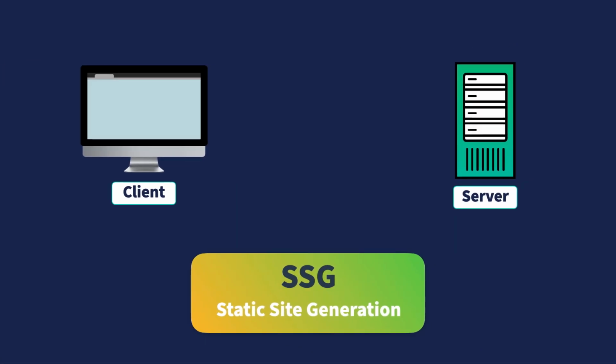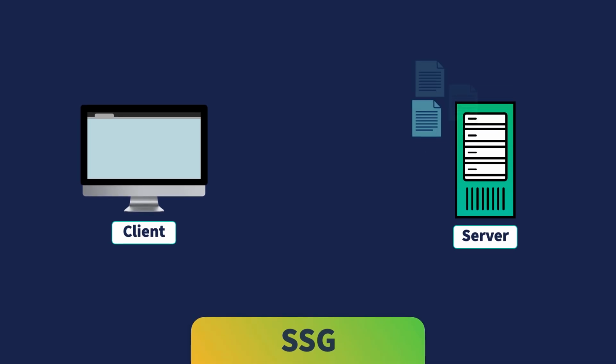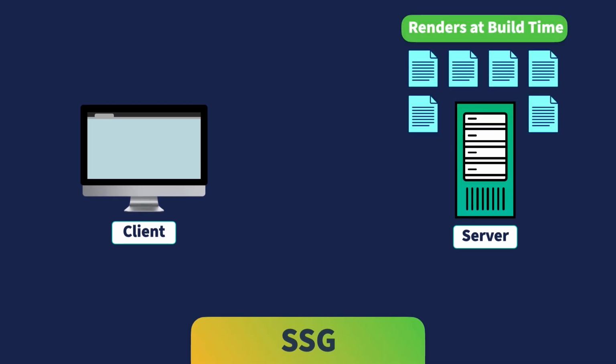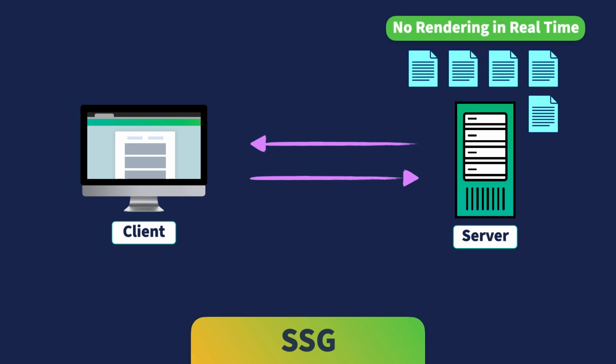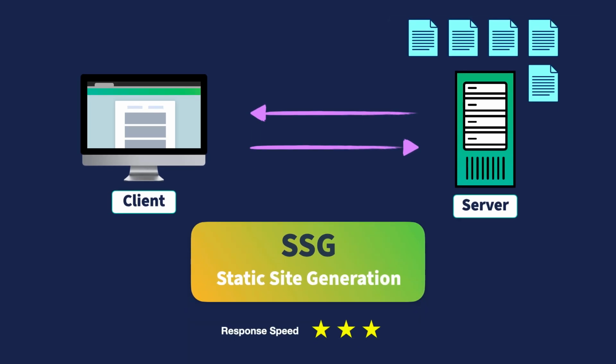Now in contrast, static site generation, or SSG for short, renders all the pages of your website at build time. That's the time before your website gets deployed. Since all the pages have already been rendered beforehand, when the client makes a request, it just needs to send back the right page. Different from SSR, there's no rendering taking place on the server in real time. It's all taken care of at build time, so it's faster.